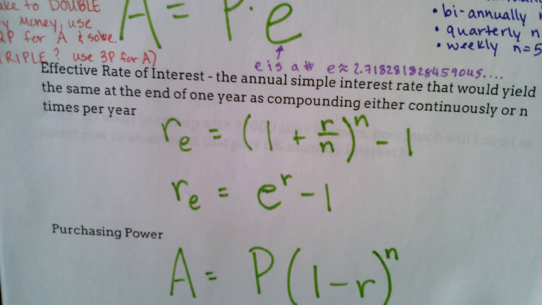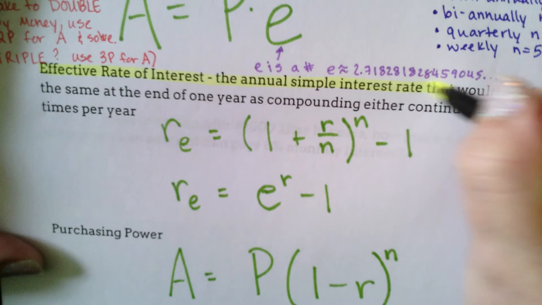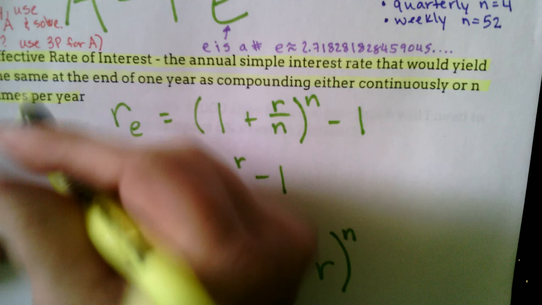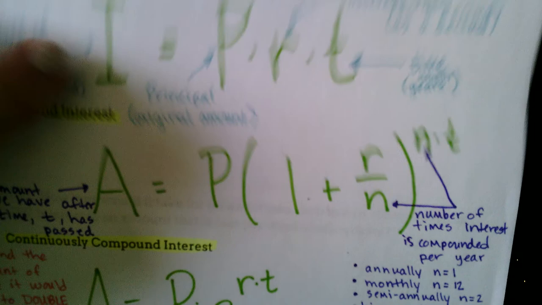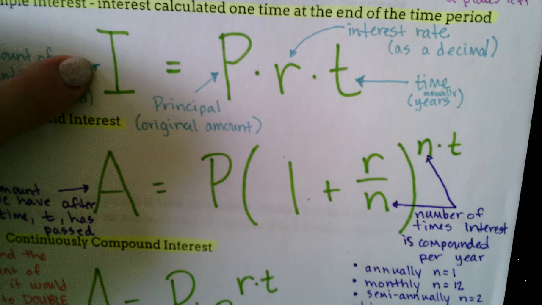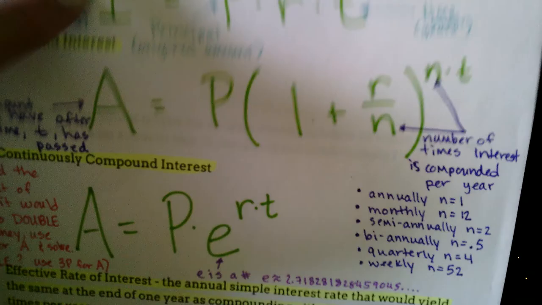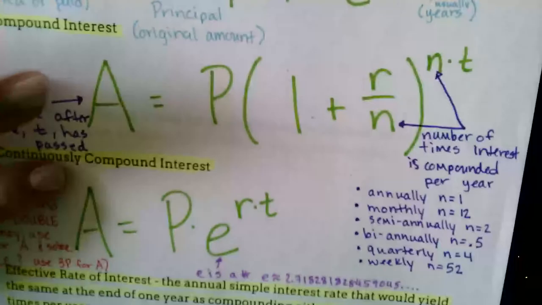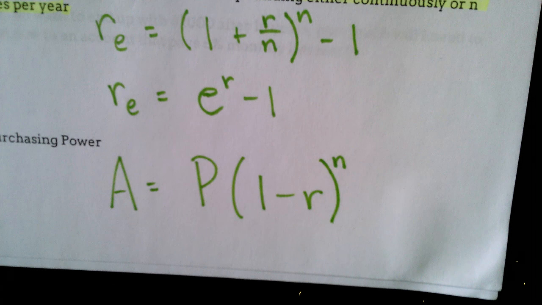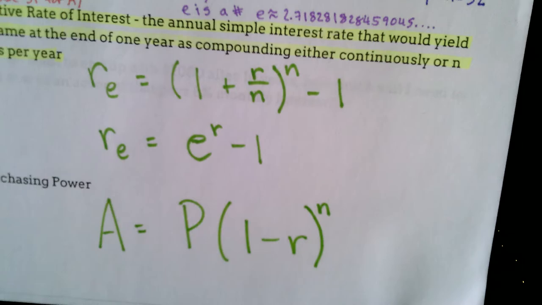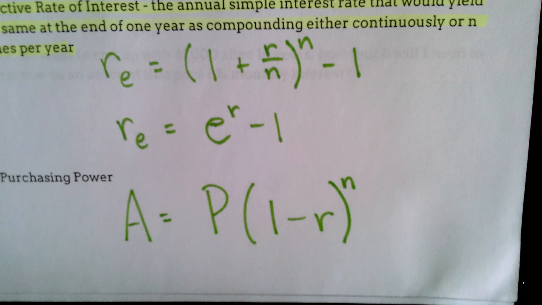Effective rate of interest. This is the annual, like what rate would I need for an annual interest rate, like a simple interest rate, that would give me the same amount of money at the end of a year for either compounding continuously or n times per year. So this is the simple interest rate. Remember, simple interest was this formula that would result in the same amount of interest as one of these two formulas if I were to kind of switch up my account. So that'll tell me, like, at the end of 5 years compounding 4 times per year, what actual interest rate did I pay? What simple interest rate did I actually pay?